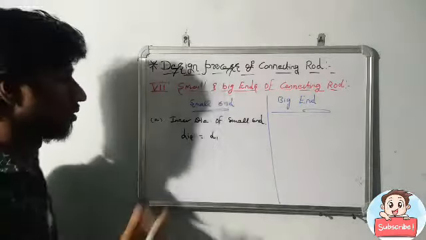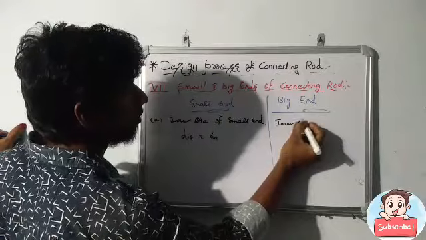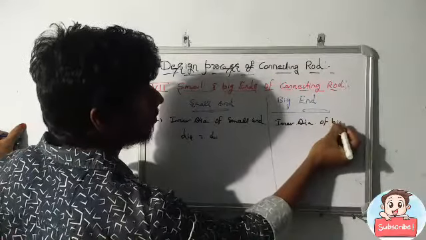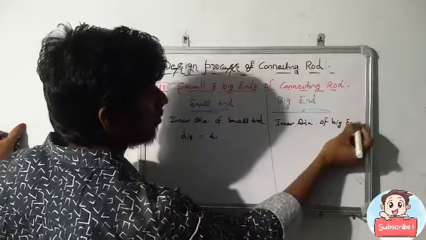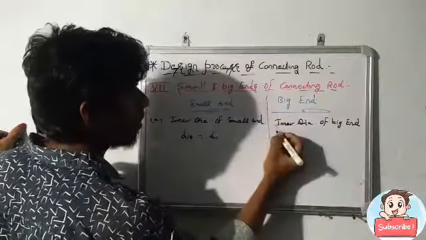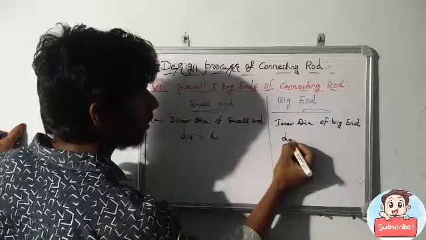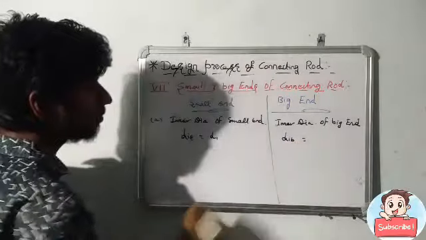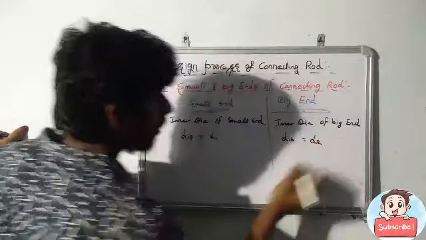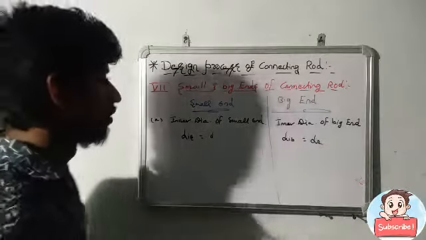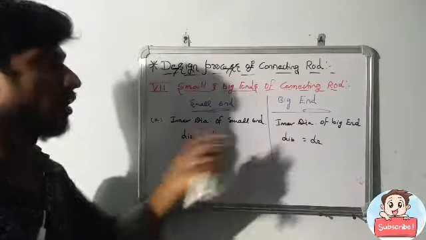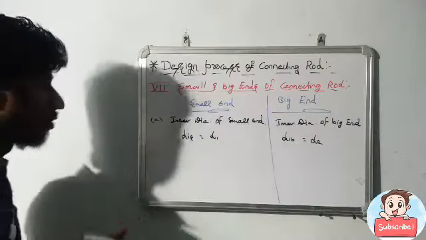And similarly, the inner diameter of big end is denoted by DIB, that is equal to the diameter of the crank pin. So this is the inner diameter of small end and inner diameter of big end. And go to the next one.